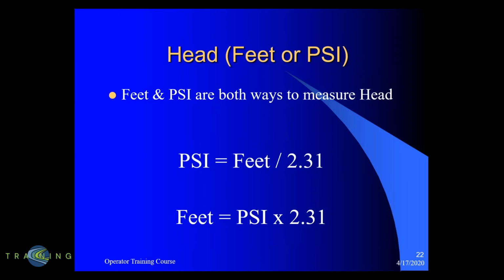To remember this, anytime you're looking for PSI and you have feet, you take your feet and divide by 2.31. To go the other direction, to get feet, you take PSI and multiply by 2.31. The easy thing is to remember that 2.31 number, but I always try to remember that feet are bigger than PSI. That's the way I remember if I'm multiplying or dividing. As many times as I've done this, I still sometimes get a little confused. So I always remember, if I'm trying to get the feet, I have to multiply, and that helps me remember that feet are bigger than PSI.